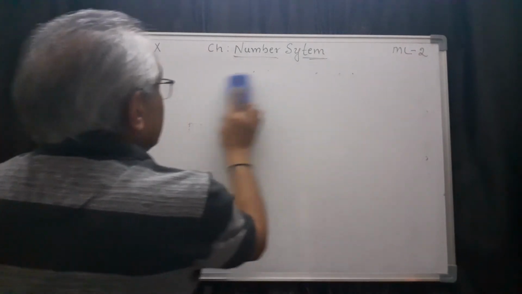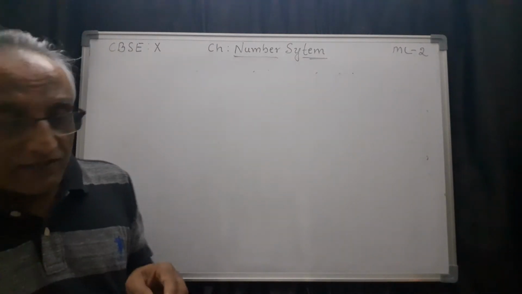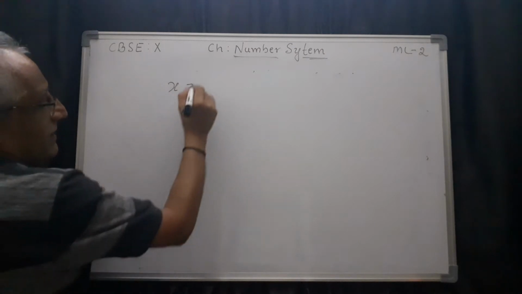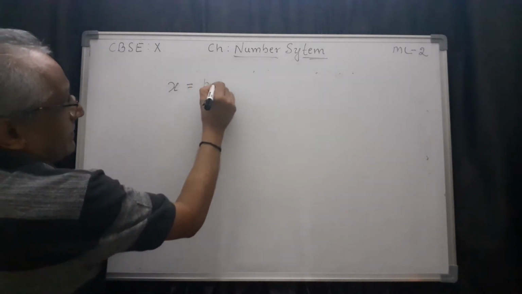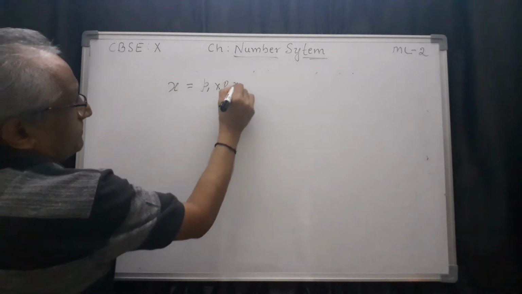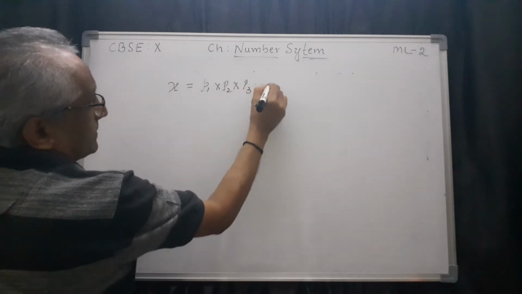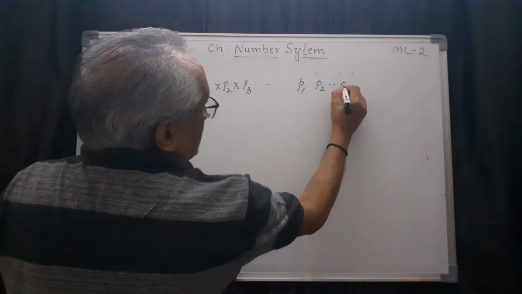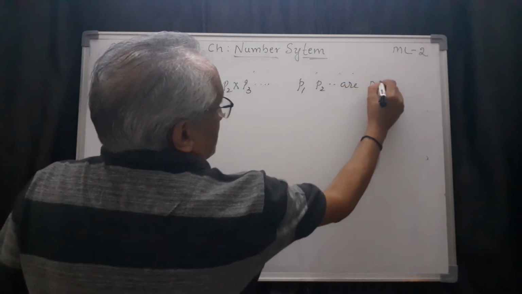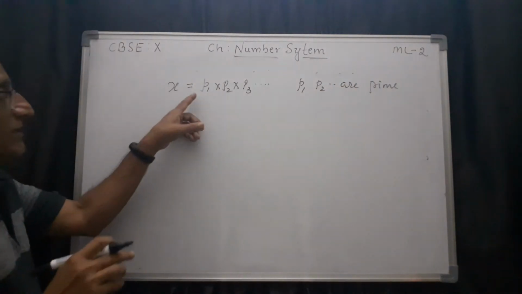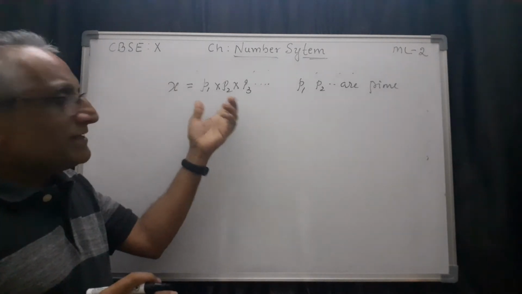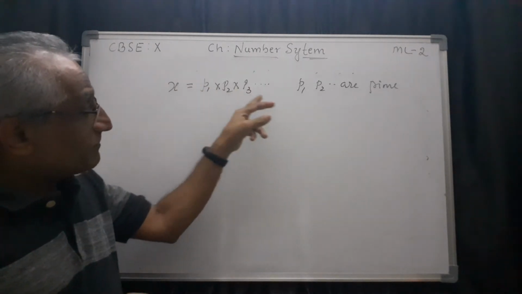So in general we can say, any given composite number you can write as P1 into P2 into P3 etc., where P1, P2 etc. are prime. For example, P1 may be 2, the lowest prime number, then P2 may be 3 or anything, but all are prime numbers.